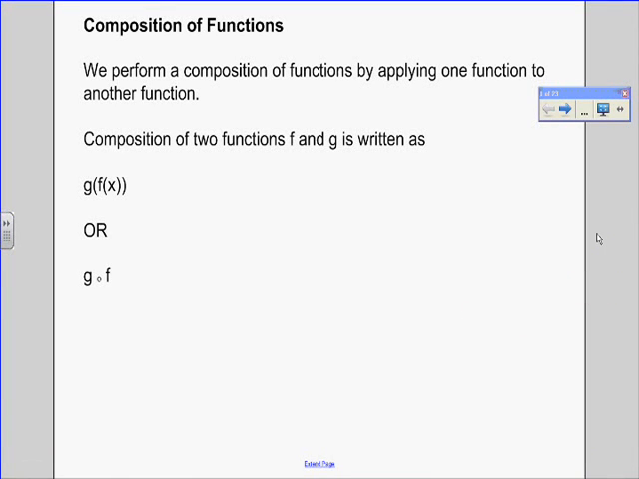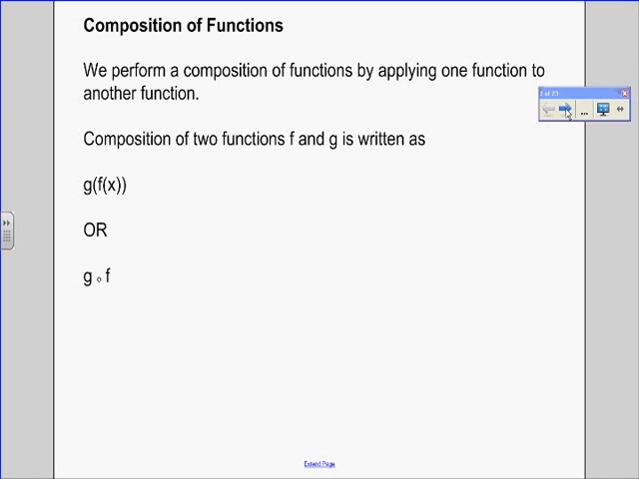What we're looking at today is composition of functions, and this is actually a continuation from the last video, which was about operations on functions. A composition of functions is basically when we take a function and apply it to another one, okay? And the way that we write that down, if we have two functions f and g, we can say g of f of x, or we can put this g with the open circle f. And this is something that's a lot easier to understand when we actually do an example.